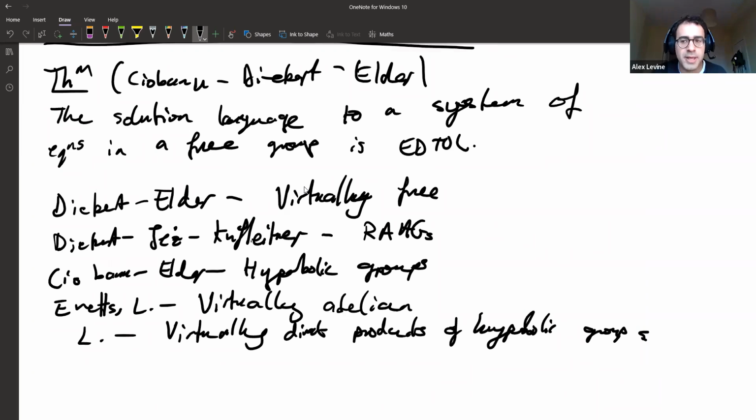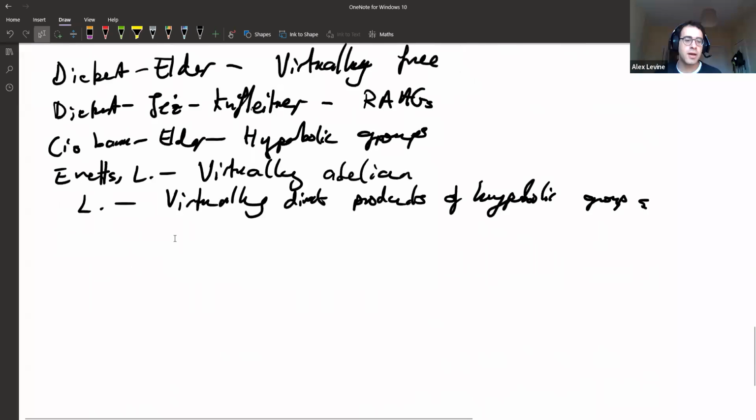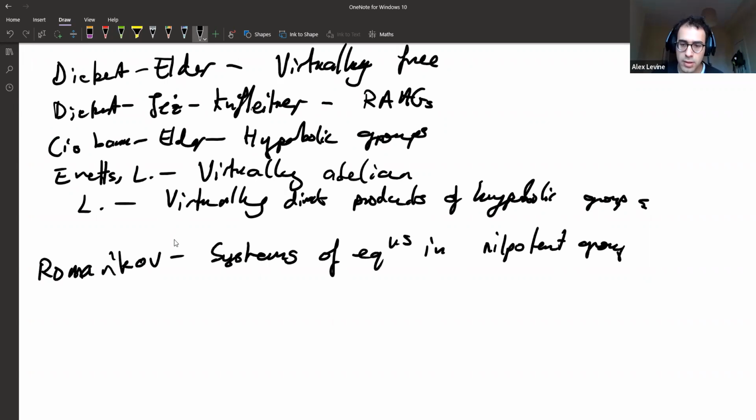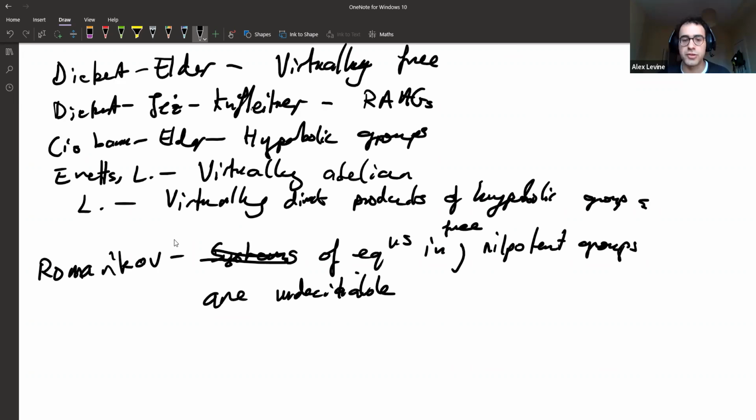So I've now got 10 minutes left, and you may have noticed that I've not mentioned the Heisenberg group once in this entire talk, despite it being the start of my title. So maybe I'll just give a quick thing to that. It's well known, and I think Romankov was the first to show this, that systems of equations in nilpotent groups are undecidable, as in there's no algorithm that can determine if a given system of equations admits a solution. And this is true if you restrict to free nilpotent groups, which includes the Heisenberg group. And it's still true if you get rid of the word systems and you just look at single equations.